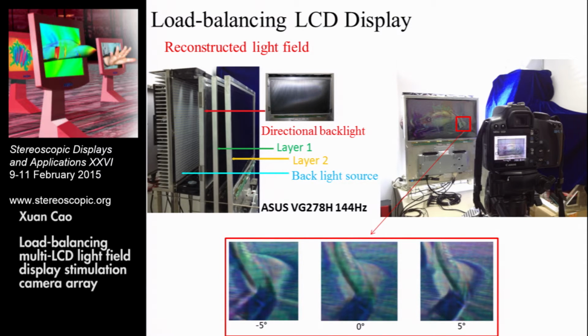The left side is our prototype. The model of the LCD panel is ASUS VG278H, and this LCD panel can display images at up to 144 frames per second. And we put a lenticular lens sheet on the LCD panel, near the backlight source. The right side is a photograph of the prototype in the indoor lighting environment. And the bottom is the photograph of the prototype in front of the LCD screen from different perspectives. We can see from different directions or from different positions, we get different images, and the parallax is correct.